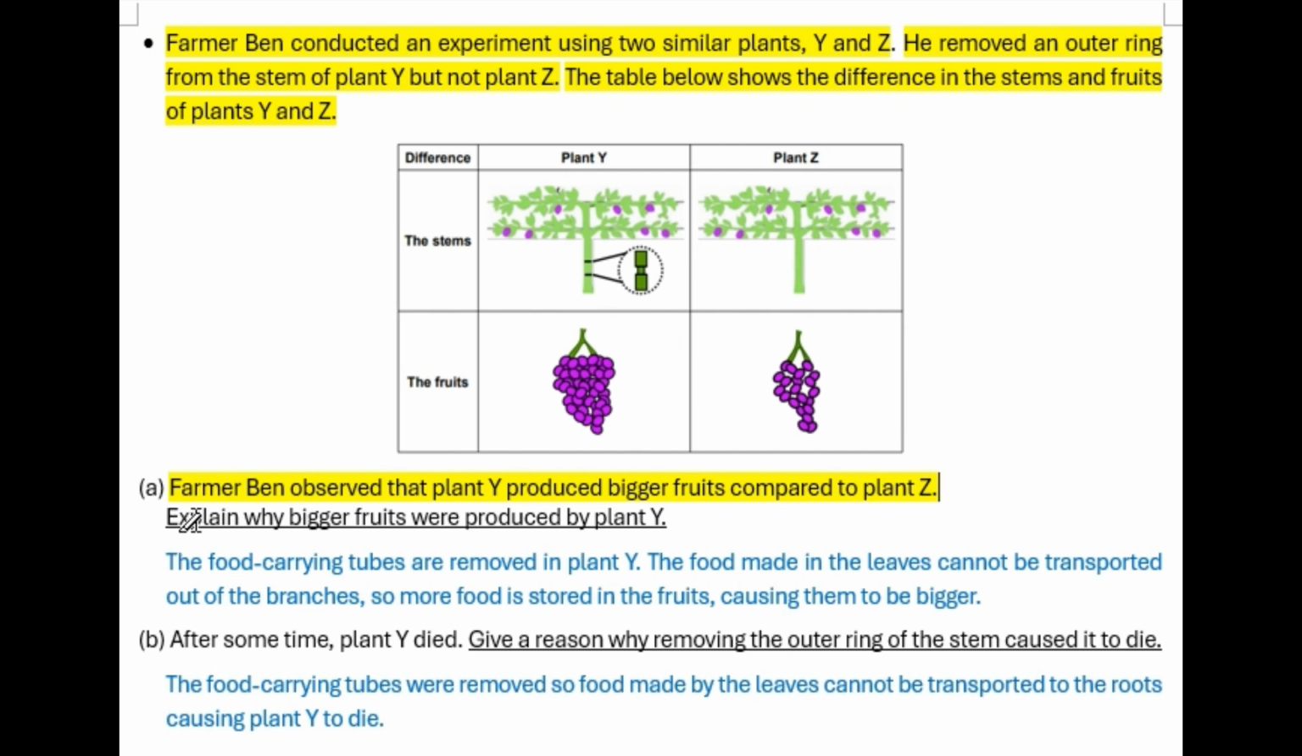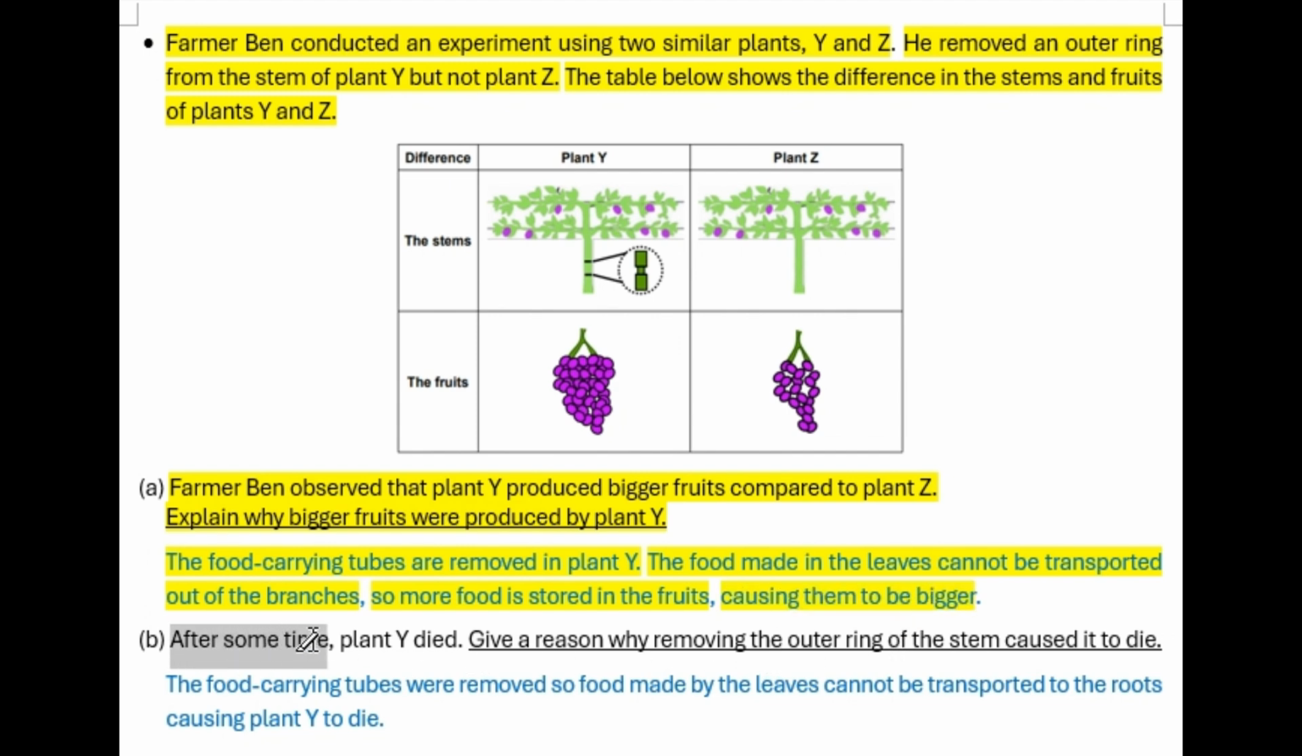Explain why bigger fruits were produced by plant Y. The food-carrying tubes are removed in plant Y. The food made in the leaves cannot be transported out of the branches, so more food is stored in the fruits, causing them to be bigger.